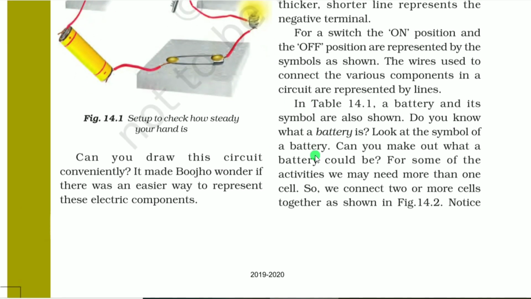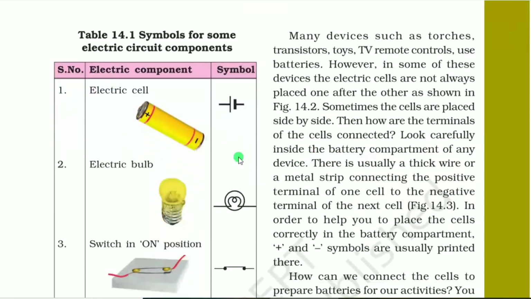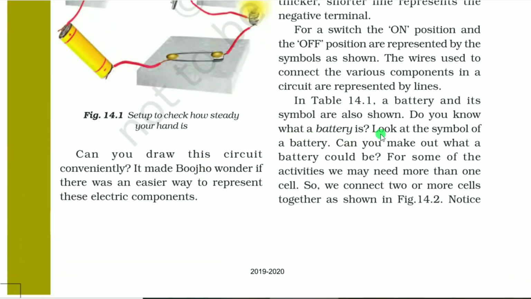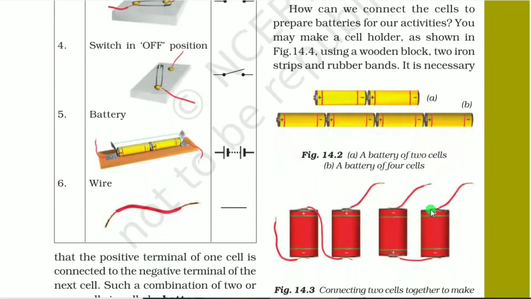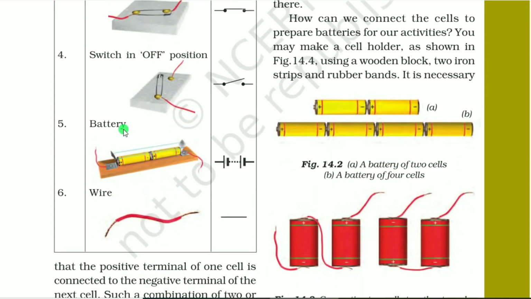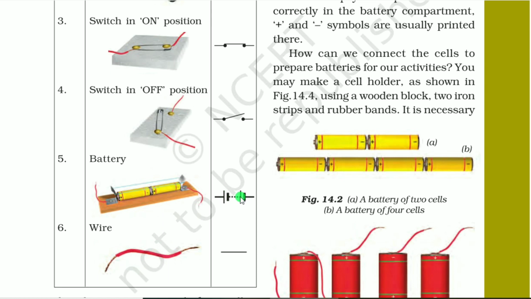And in table 14.1, Table 14.1 means this table, a battery and its symbol are also shown. Do you know what a battery is? Look at the symbol of the battery. Can you make out what a battery could be? For some of the activities, we may need more than one cell. So we connect two or more cells together as shown in figure 14.2. Notice, you can see this is a battery because one or more cells are connected. And that's why it is a battery.